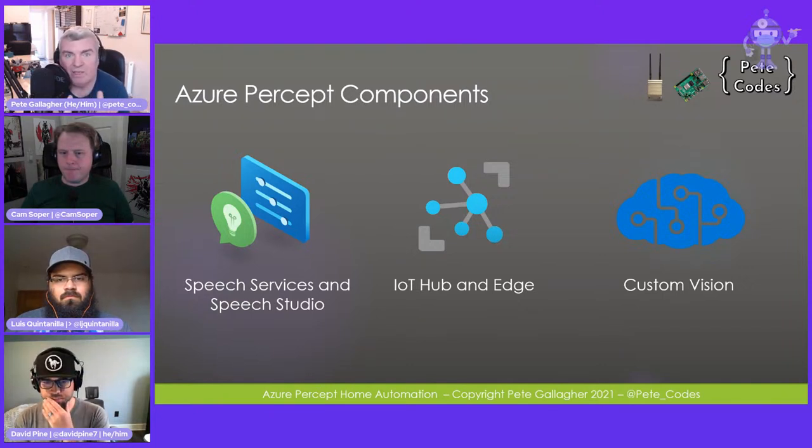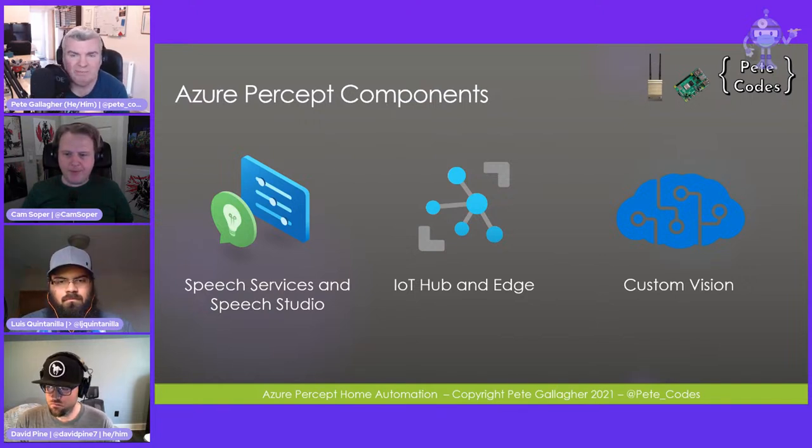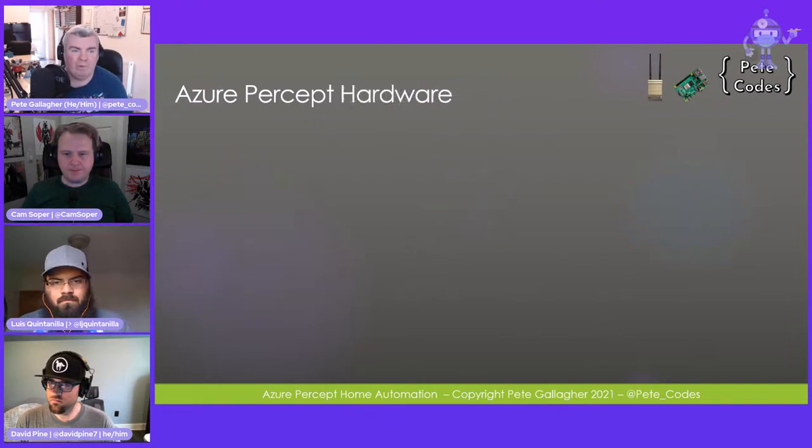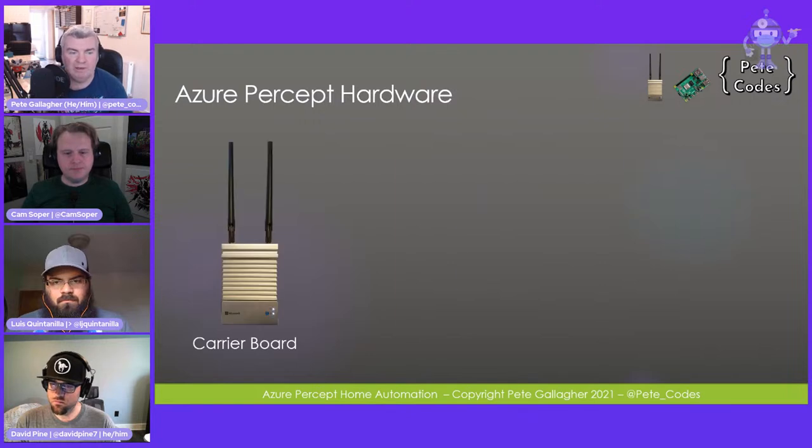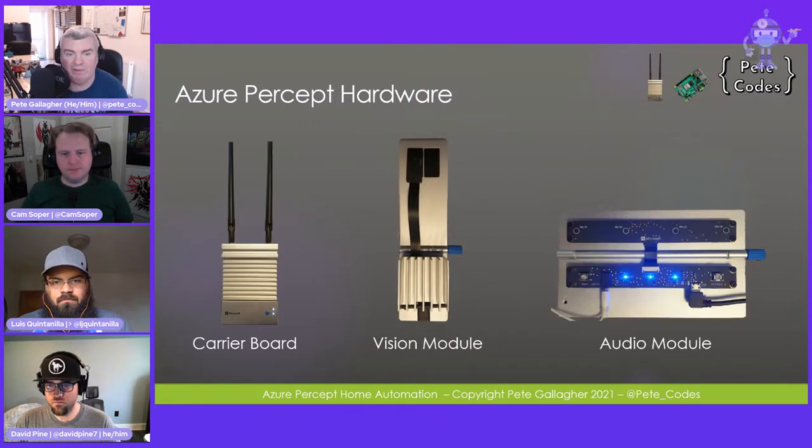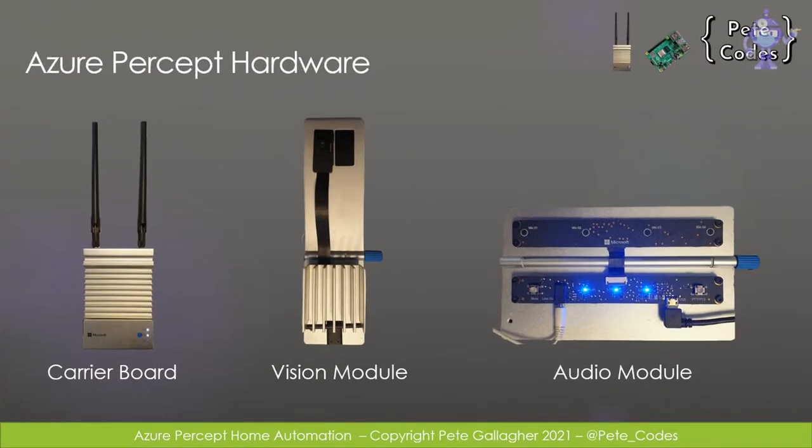And then there on the right-hand side is Custom Vision. I'm not going to spend a great deal of time on the Custom Vision side, but I will give you a demo of how that works, just so that you can flesh out the detail in your head a little bit. The hardware, we've got the carrier board that I mentioned and the vision module and the audio module. So they kind of look like this. The production ones might be black. That's probably about the only difference, and I think they're made by Acer.